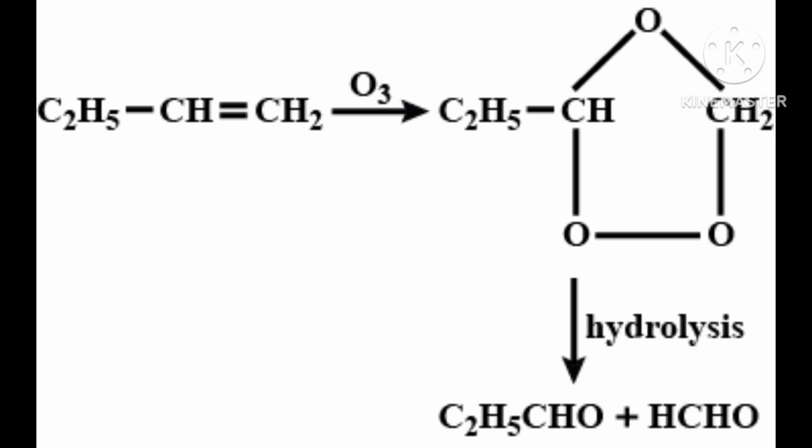Then this ozonide has broken into two smaller parts. One part is ethanal, other part is methanal. Then this is now stable. Then this is actually balanced, already.